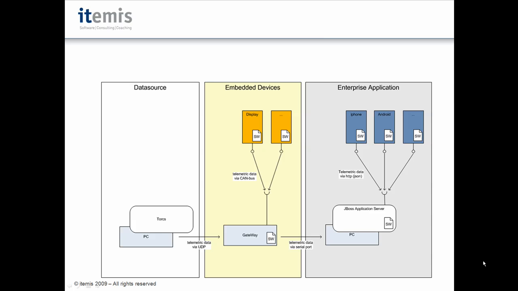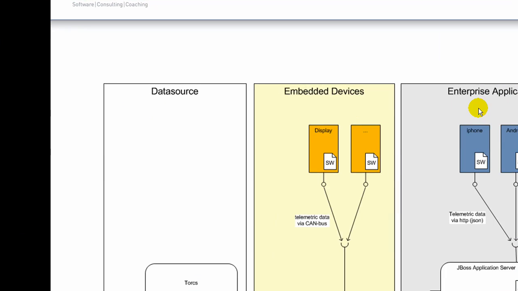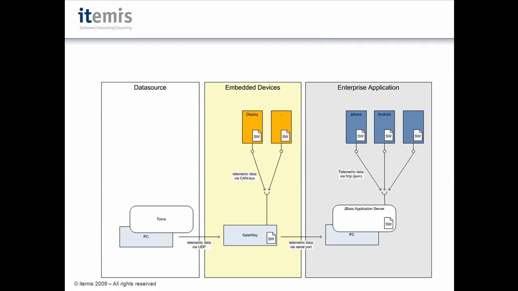The showcase system that we built is an example from the automotive domain. It consists of three major parts: the sensor, the embedded devices, and the enterprise application. To simulate a real sensor, we patched the open source racing simulation Torcs to send out information about the car state. Telemetric data from the sensor is sent throughout the system.